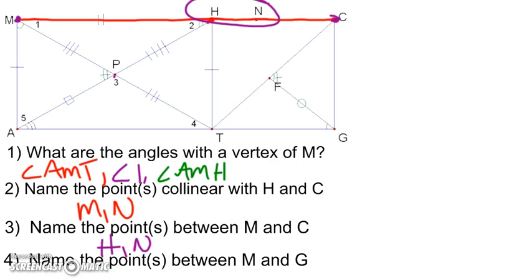Name the points between M and G. M and G don't connect, but they are collinear because I could draw a line to connect M and G. But in the diagram, I cannot notice any points. There's not clearly any points on the same line as M and G, so that is not possible.